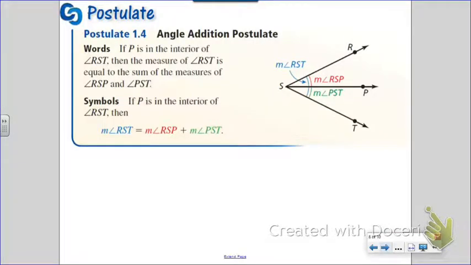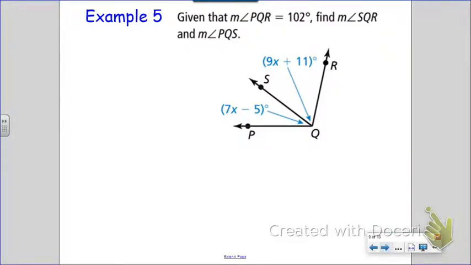The angle addition postulate tells us that two angles added together equal the entire larger angle. So in our example, the measure of angle RSP plus the measure of PST equals the measure of RST. Here's an example to follow. Given that angle PQR equals 102 degrees, find the measure of angle SQR and the measure of angle PQS.